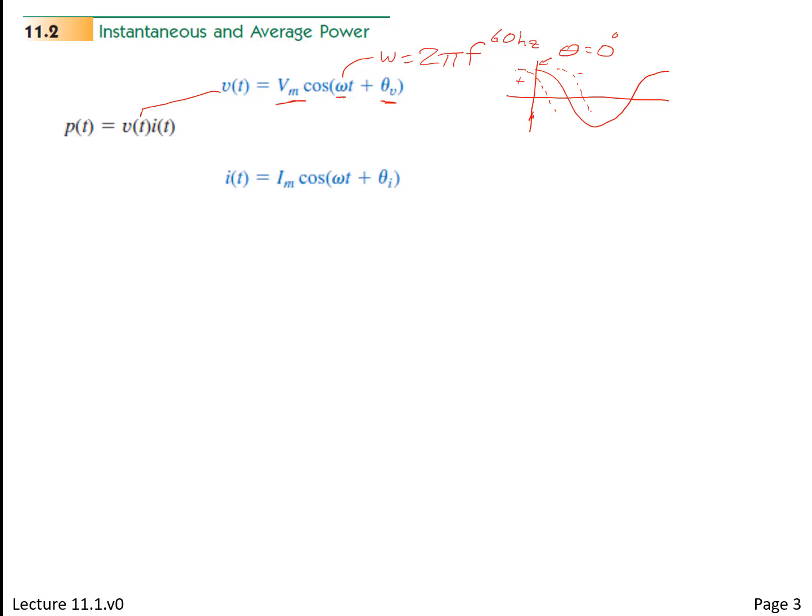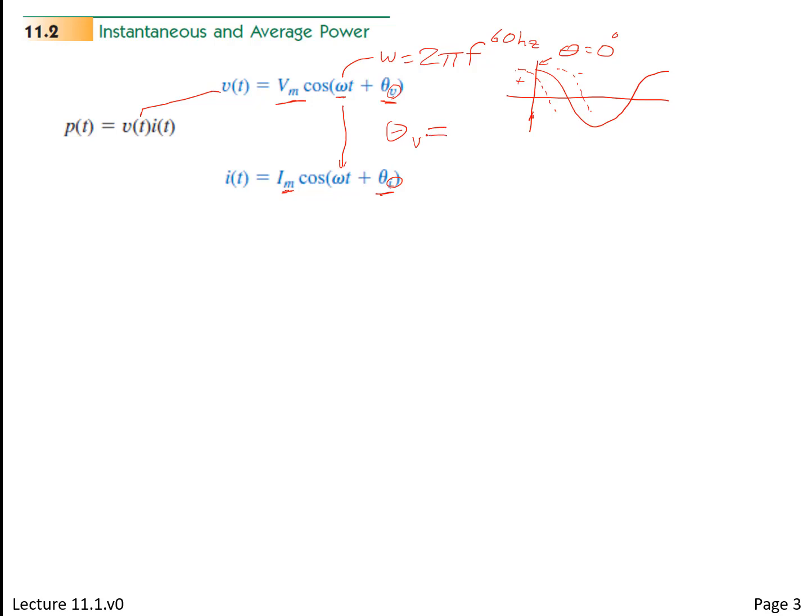Current is the same way. You end up with a magnitude here. You're going to have the same frequency. Got to be the same. The current and voltage have to be the same frequency in AC analysis. You now have a different phase angle, voltage phase angle, current phase angle.